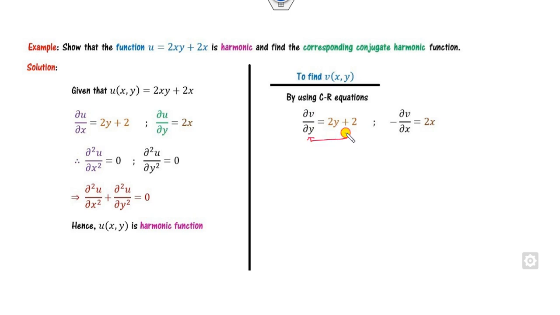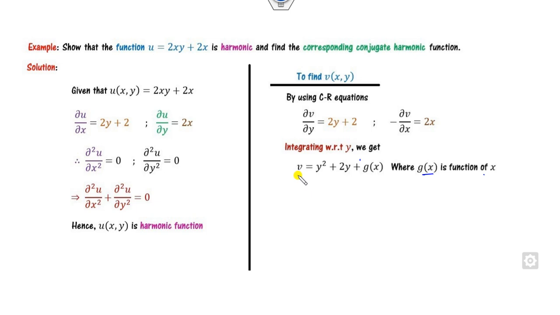Now from this side I can integrate with respect to y on both sides. So what will happen? If you integrate with respect to y on both sides, it is v. This is y square, this is 2y, plus a constant. Since it is integration with respect to y, the constant is a function of x. So we can say g(x) is a function of x.